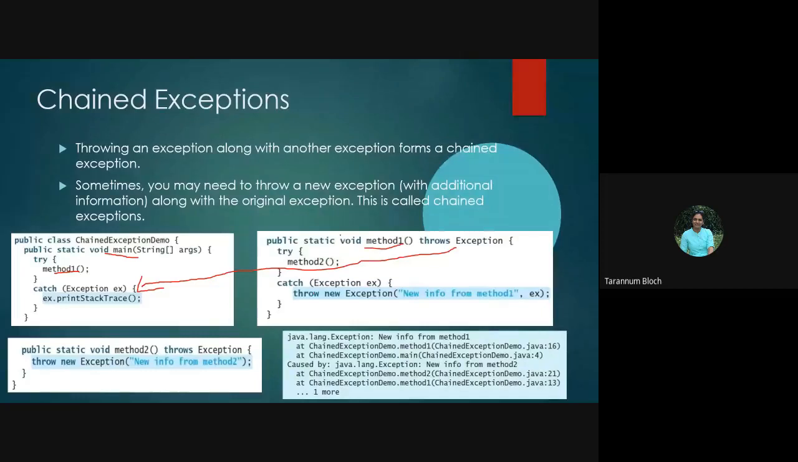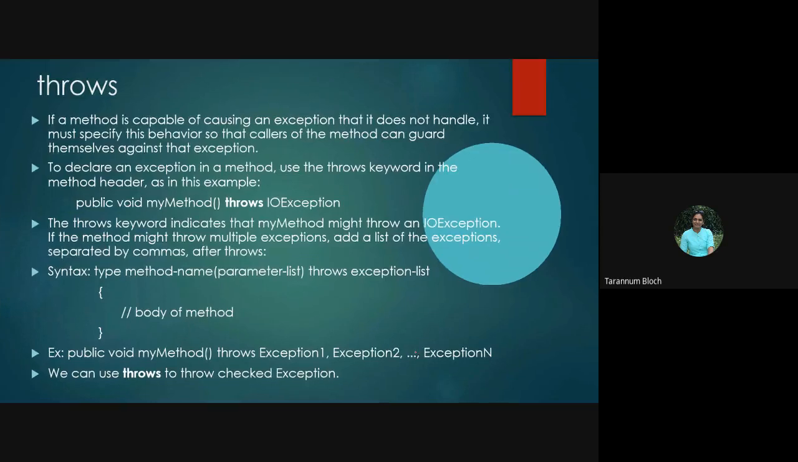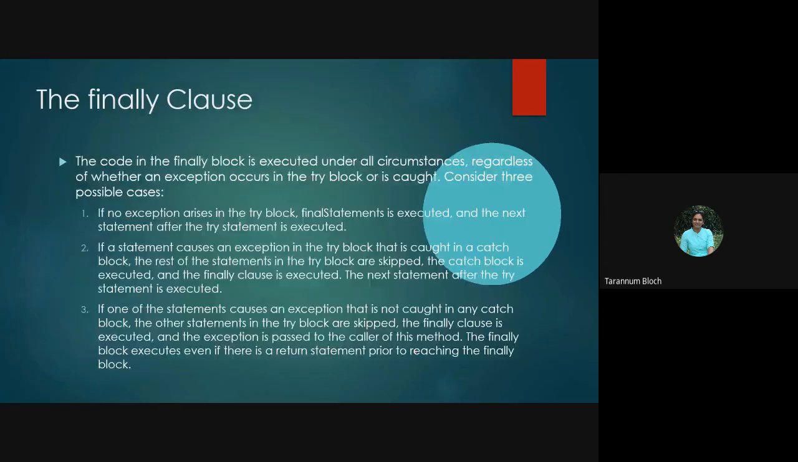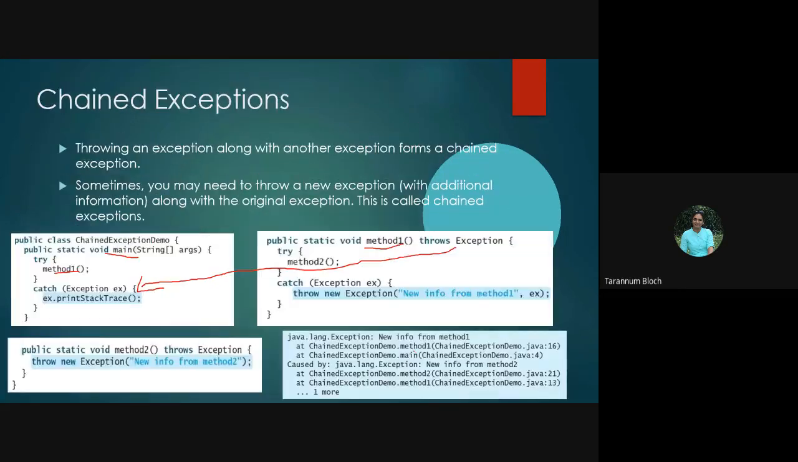Now what is happening? Method 1, I'm so sorry, method 1 is also calling method 2. And method 2 may also generate an exception. That's why when method 1 is calling method 2, this catch is for method 2. Fine. So can you see the entire chain? We call it a chained exception.